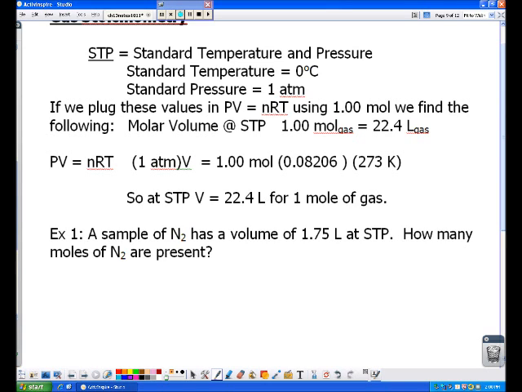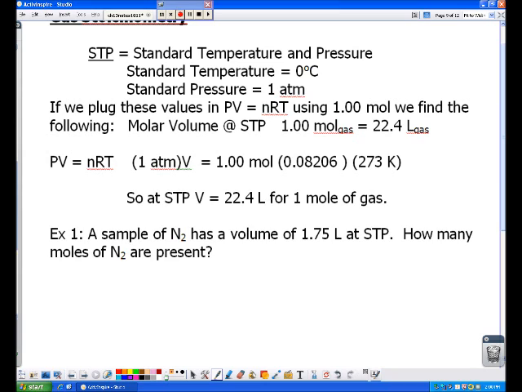And if you plug in 1 atmosphere, 0 Celsius, and 1 mole, you always get the same volume, because we pretend that all gases behave the same, or ideally. So we always get 22.4 liters of 1 mole. So this is a very simple little ratio to remember: 22.4 liters for 1 mole of gas. And it could be applied like this.